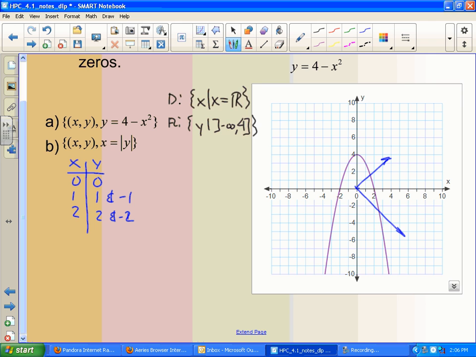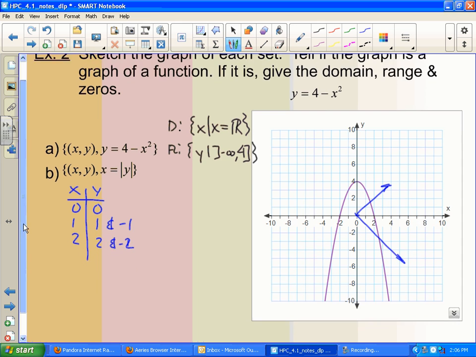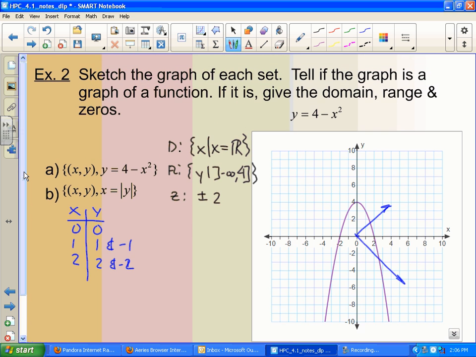The zeros: set 4 minus x squared equal to 0. It's a difference of 2 squares. So I find that my zeros for that function are plus and minus 2. And that would be what we have for A.